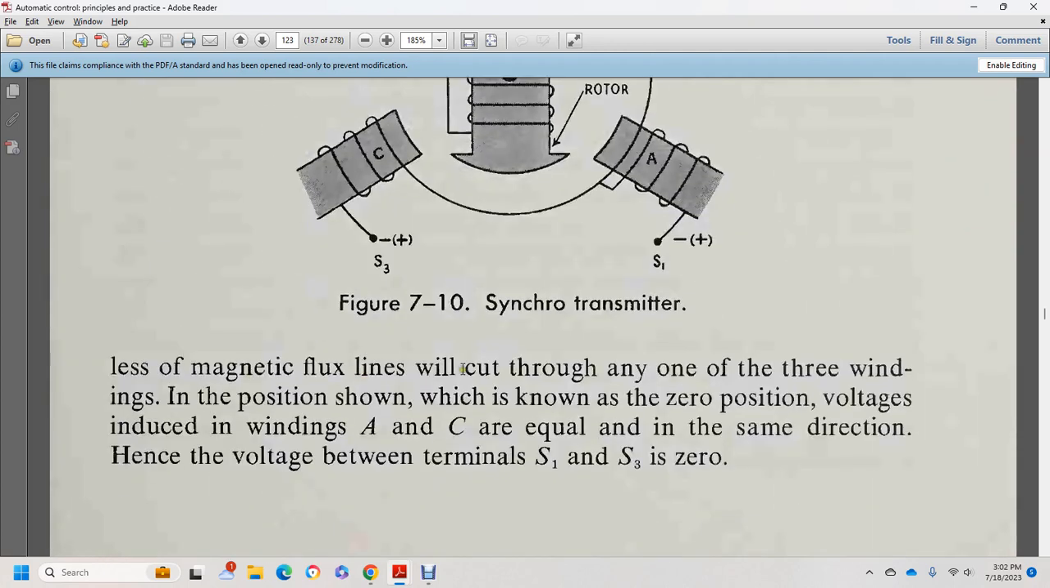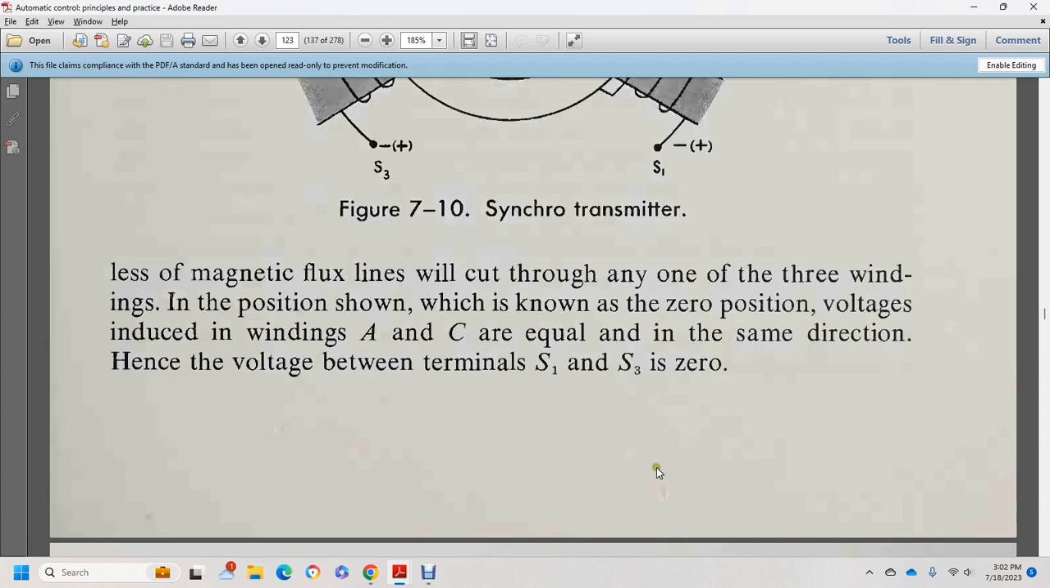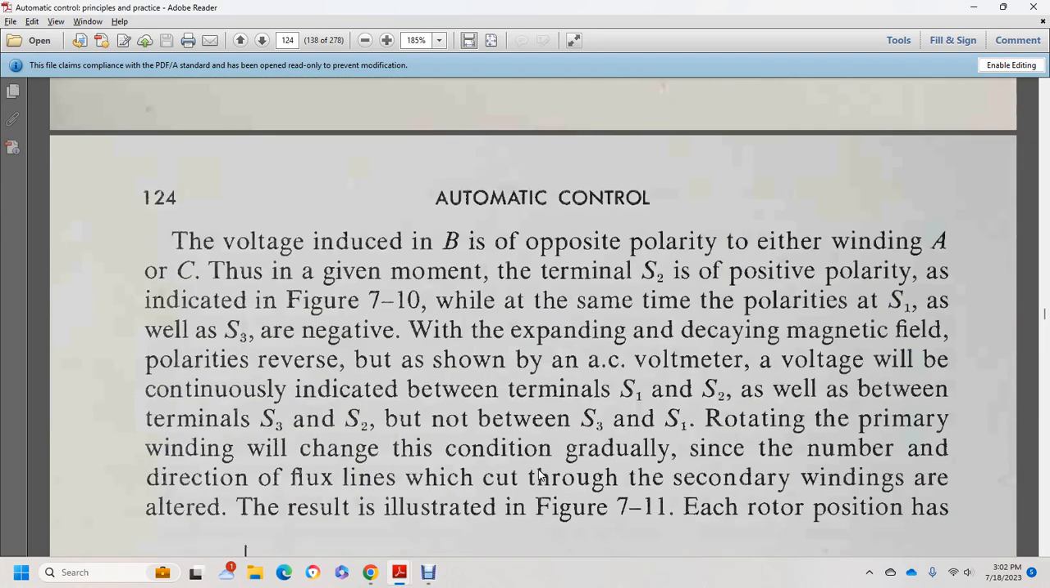Fewer magnetic flux lines will cover any one of the 3 windings in this position, which is known as the 0 position. The voltages in windings A and C are equal and in the same direction, and hence the voltage between synchro 1 and synchro 3 is 0. The voltage induced in B has the opposite polarity to either winding A or C at this given moment.